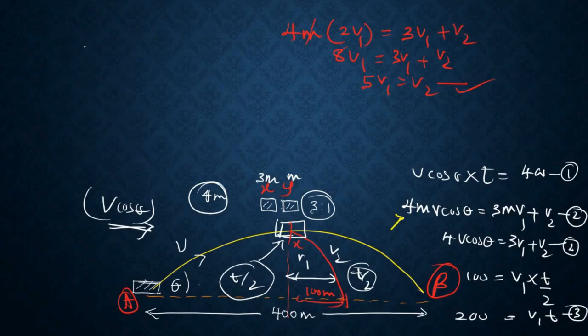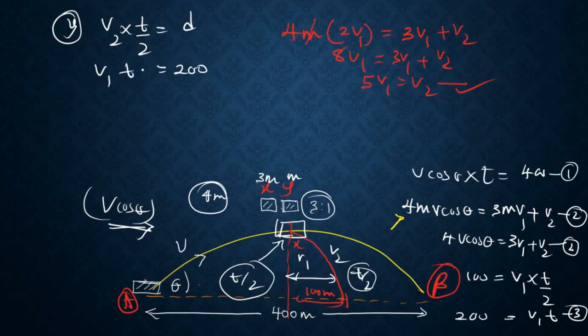Right now the distance traveled by part y. So part y, the velocity is v2, the total time is t by 2, that should be equal to d. So let's write the same equation for v1. Here for v1 it is 200 equals v1 into t. So what we have to do is we can divide these two equations.